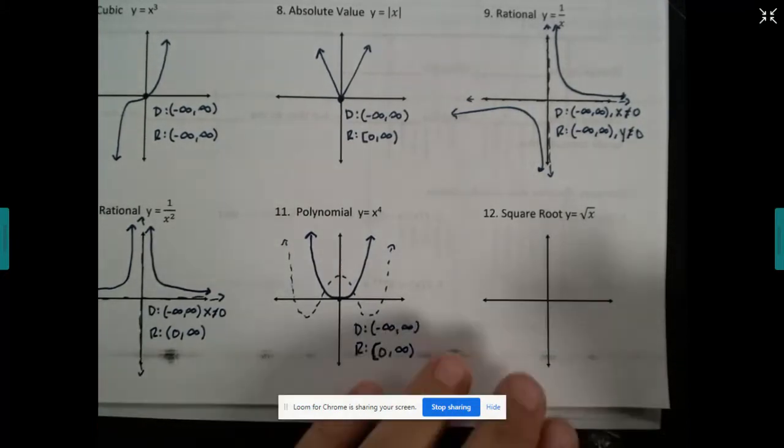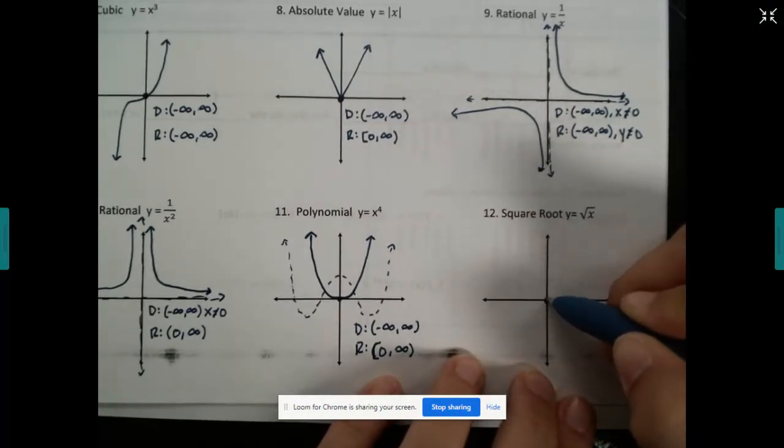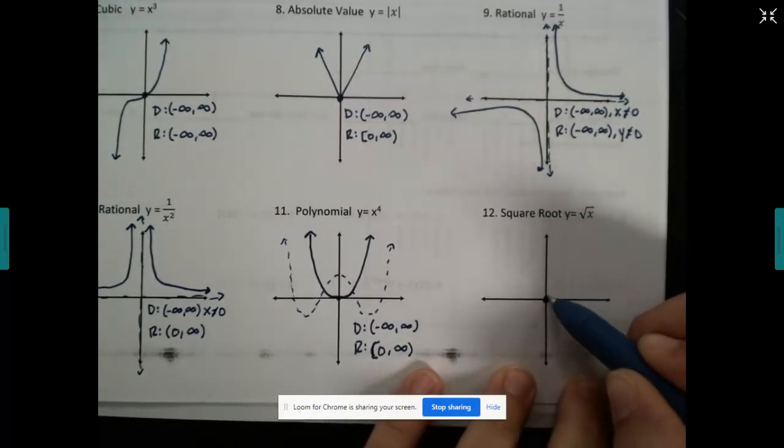Okay, one more. So if we're looking at a square root, it also crosses at 0, 0. And it is the opposite of an x squared. So they're inverses of each other. So it's actually half of a parabola, but it's sideways. So it goes like this.